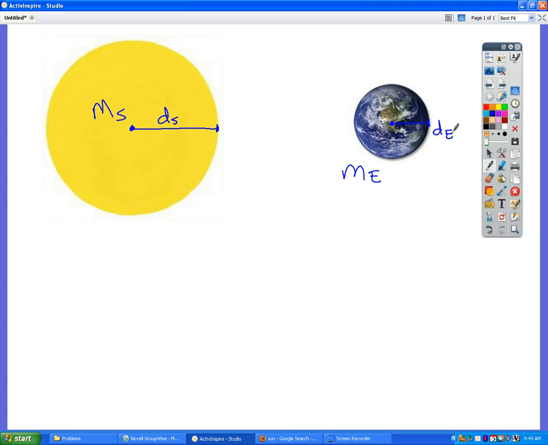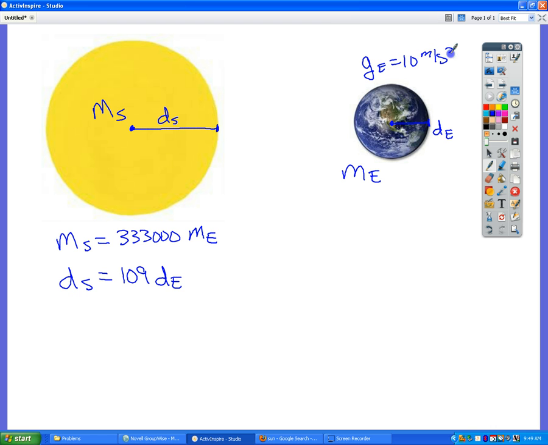It says in this problem that the sun has a mass that is 333,000 times. So we'll say the mass of the sun is equal to 333,000 times the mass of the earth. And they also tell us that the radius of the sun is approximately 109 times the radius of the earth. They want us to find out what is the value for gravity for the sun if we approximate the gravity for the earth is about 10 meters per second squared.